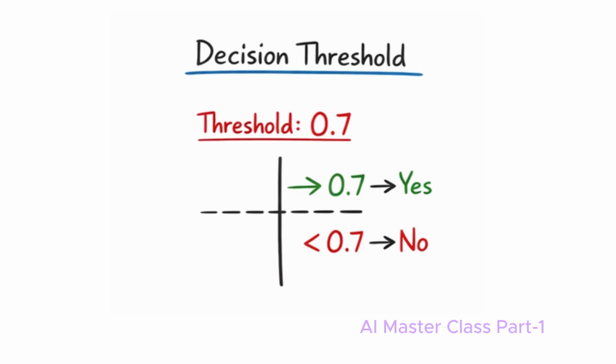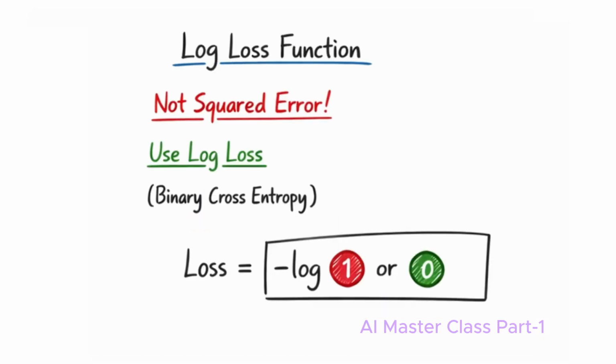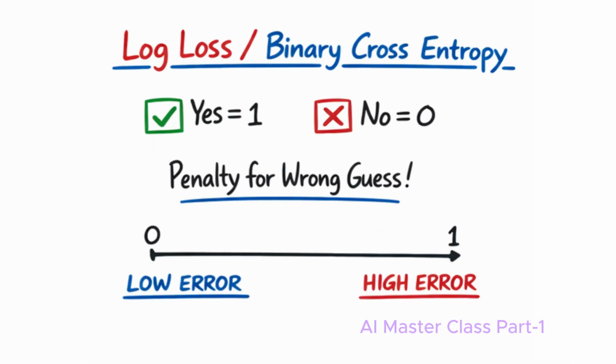Now, the important question here is, how do we train such models? How do we make sure it gives the correct probabilities? Just like linear regression, we need a cost function here as well. But here we cannot use the squared sum like we did in linear regression, because this is a classification problem. So instead, we use something called log loss, also known as binary cross entropy. It is a loss function for binary classification that measures the performance of a model by calculating the penalty for incorrect probabilities. So, in simple words, it is a way to score how well a model guesses yes or no by punishing the wrong guesses.